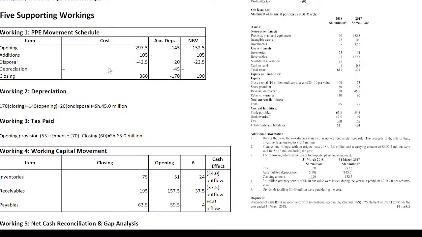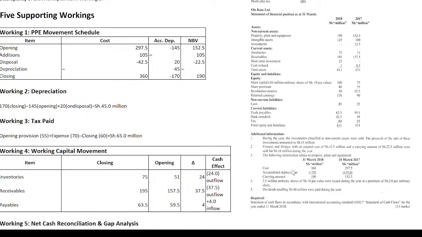So here are the 5 supporting workings that I have undertaken so that you can be able to work with the cash flow, since we need to have the adjustments ready. We are going to start with the PPE. I have just simplified it so that you can understand. So we have the opening from our figures and additional information.